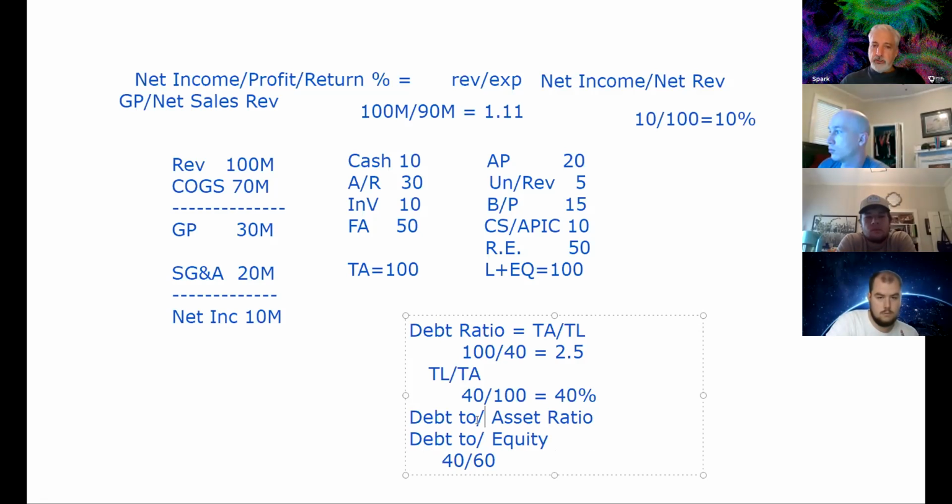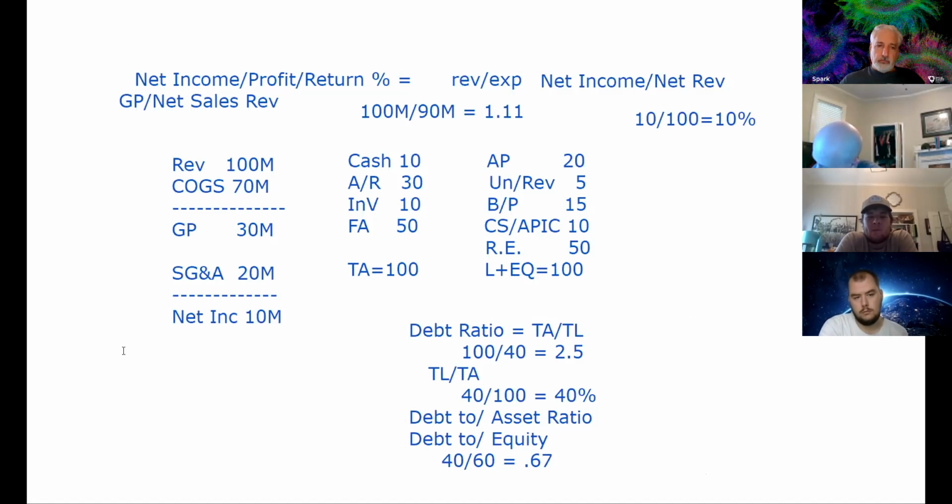So there's debt to equity ratio. In this case, 40 to 60 equals 0.67. If I had 100 million in debt and 50 million in equity, I'd have a 2-to-1 ratio. My debt would be double my equity. But the debt to equity ratio here happens to be 0.67 based on the calculation.